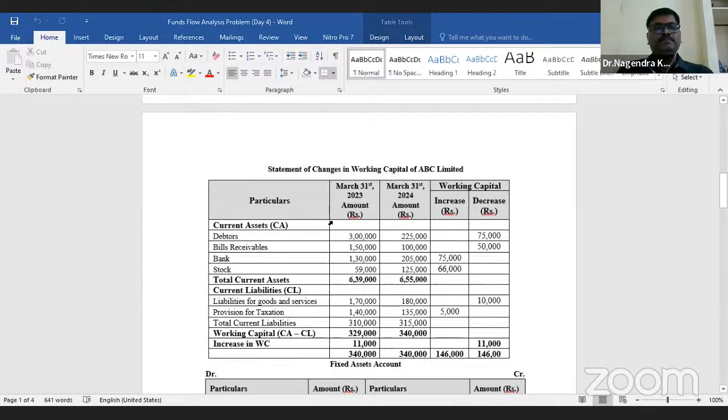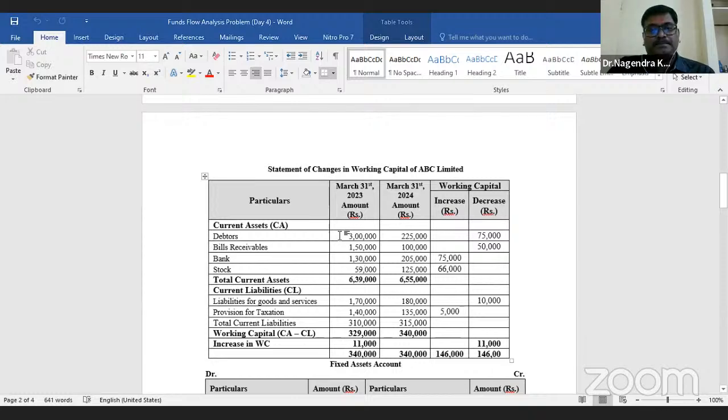And here we have the current assets like debtors, bills receivables, bank, and stock. So for the end of 2023, the debtors value is 3 lakh rupees and bills receivable value is 1 lakh 50,000. Bank is 1 lakh 30,000, sorry, and stock is 59,000.